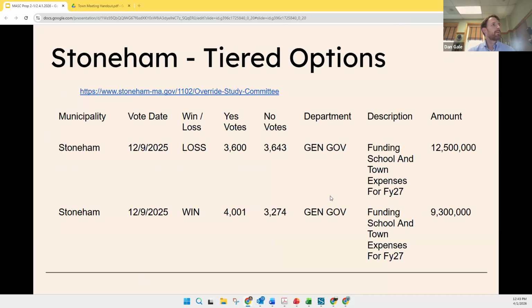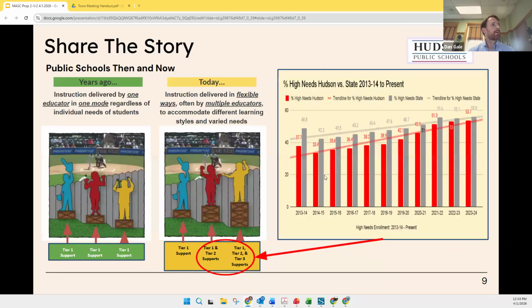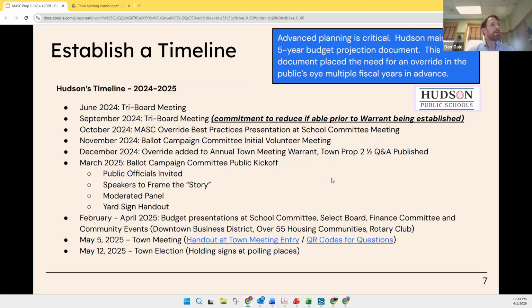If anybody wants to see any other slides, I'll just go back to our timeline. Any other questions in the chat? I'll scroll back to see if I missed any questions earlier. Generally, there were some questions about who can do what. You can have yard signs yourself, your school committee member, the superintendent. You're allowed to campaign for the override in your non-work hours. You don't lose the right to be an active voter, just as long as you're not using town and school resources to do those things.